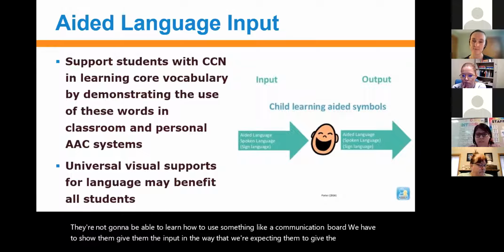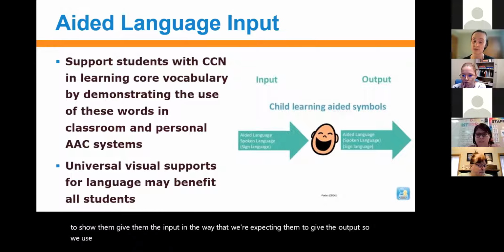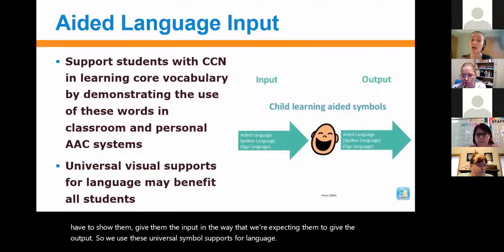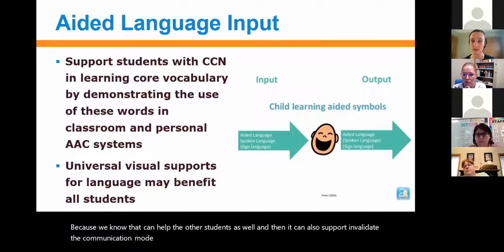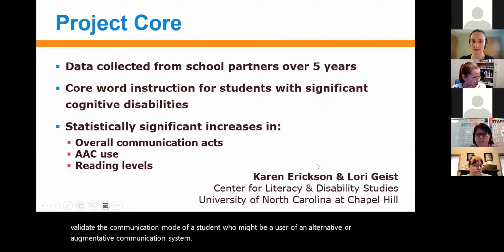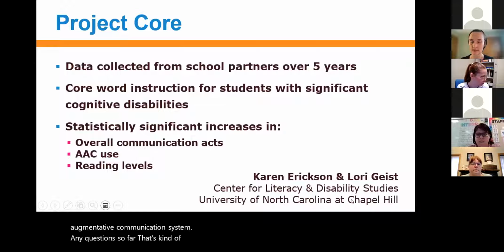So we use these universal symbol supports for language because we know that that can help the other students as well. And then it can also support and validate the communication mode of a student who might be a user of an alternative or augmentative communication system. Any questions so far? That's kind of the general background.